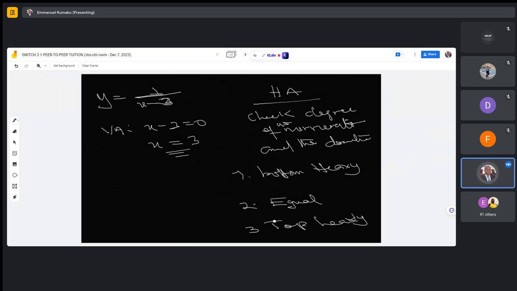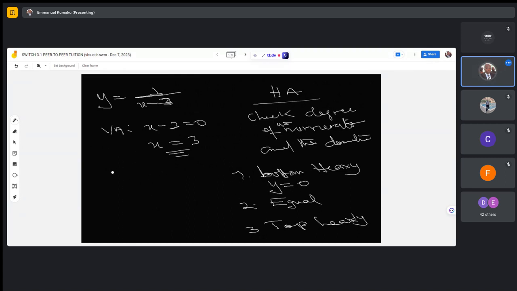In all these scenarios, there's a way of finding the horizontal asymptote. The first one, which is the simplest, when it's bottom heavy, otherwise a proper fraction. If it's bottom heavy, otherwise a proper fraction, then our HA or horizontal asymptote is simply just going to be what? Y is equal to 0.